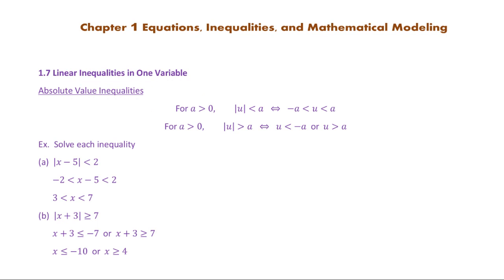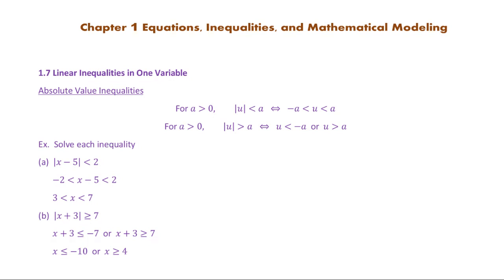Okay. The last thing we want to talk about is absolute value inequalities. This will be a little more complicated. We have two different cases. When you have the absolute value of some expression u less than a, it tells us that u is between negative a and positive a. We assume a is positive.